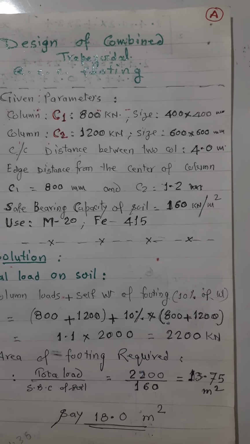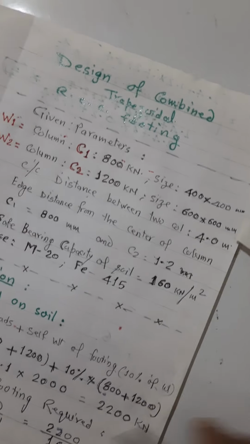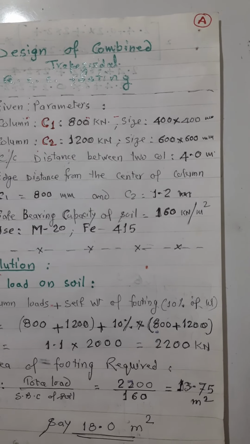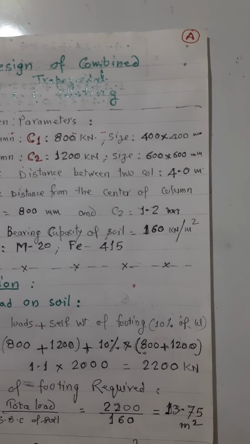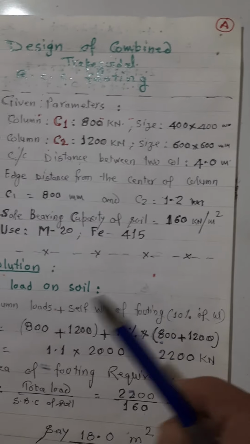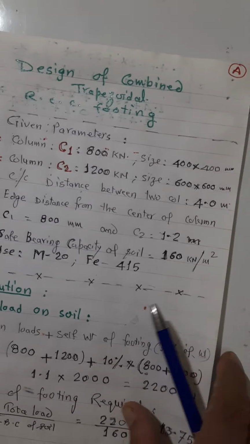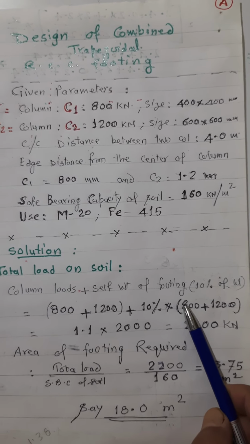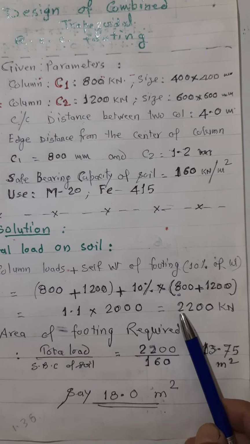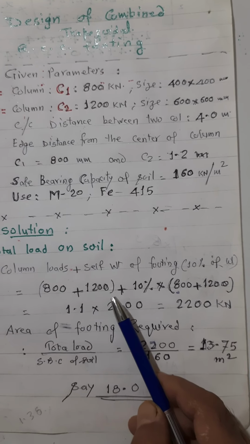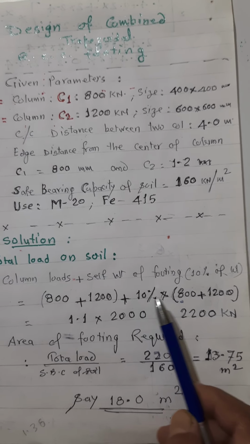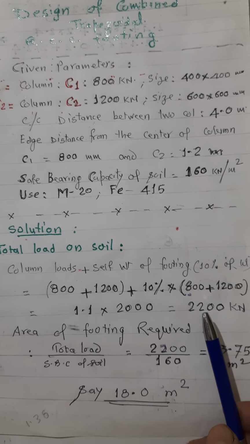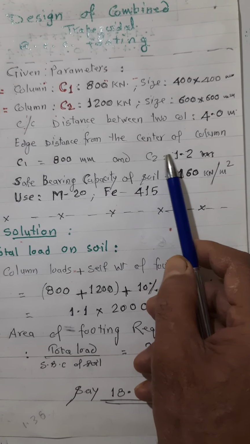Now, when we start with this, we can see the load is given as 800 and 1200 kilonewton. So we can calculate the area of the footing as W1 plus W2 plus 10% of W1 plus W2, that is the weight of the footing. That is 800 plus 1200 plus 10% of 2000. It comes out to be 2200, divided by the bearing capacity of the soil.